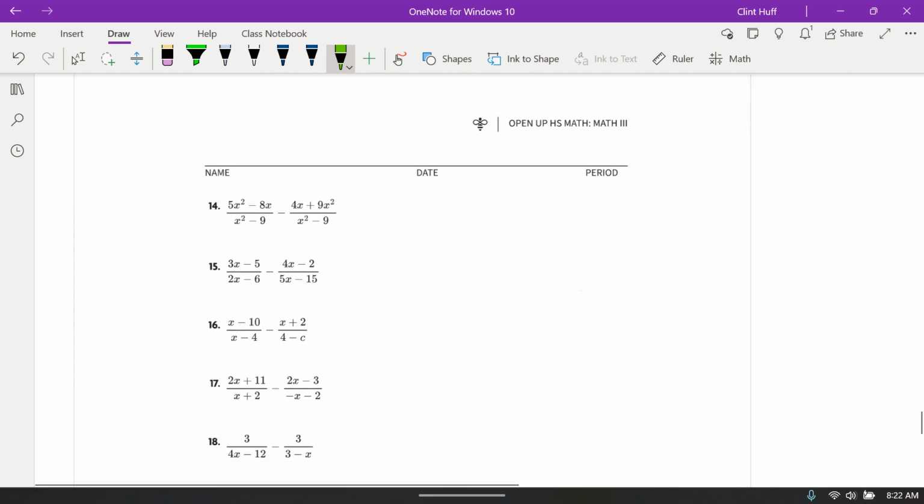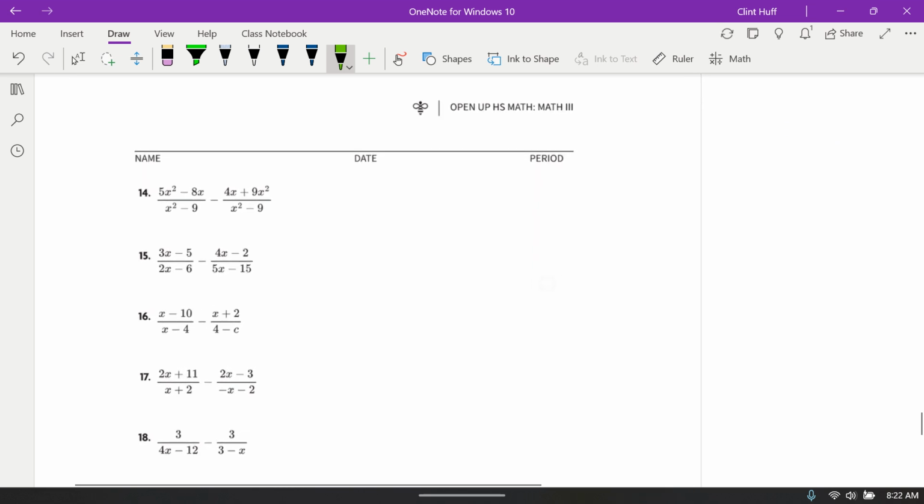All right, on number 14, again, we have a common denominator, so it makes things a little bit easier. X squared minus 9. So I'm going to do this a little quicker. 5x squared minus 9x squared is negative 4x squared. Negative 8x minus negative 4x is what? Negative 12x. Now, is there anything I can do with that?